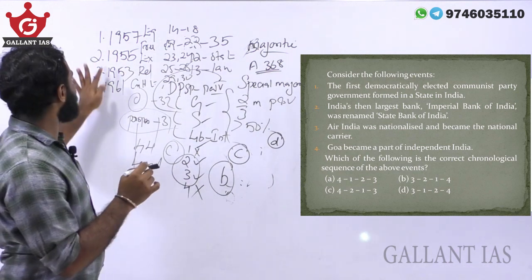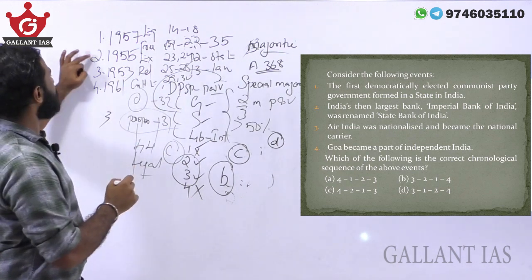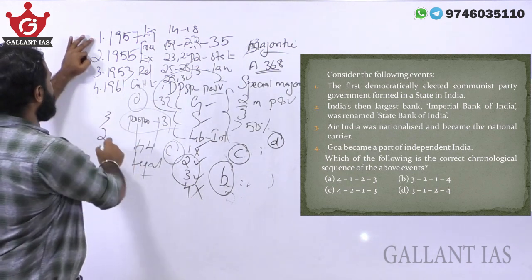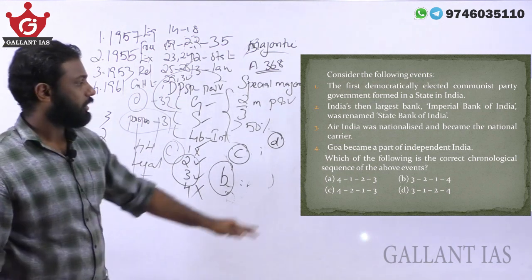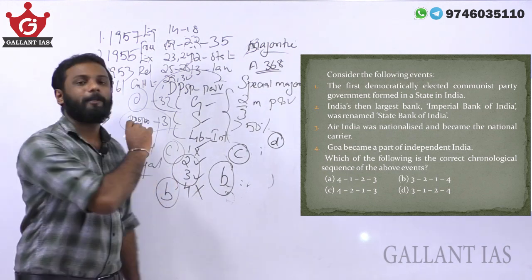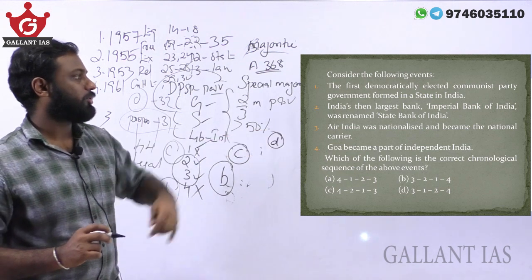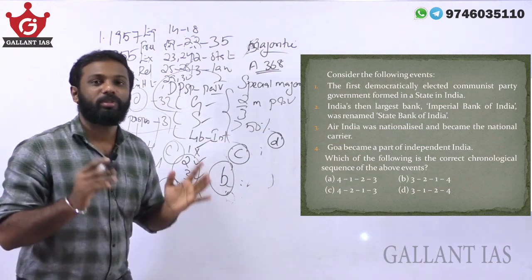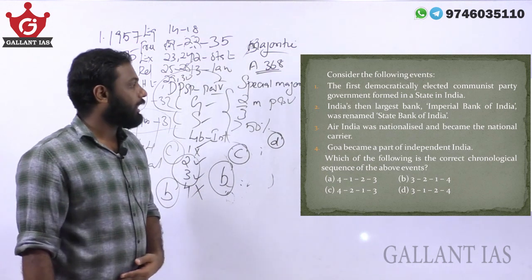So these events occurred in these years. Which comes first among these? 1953, that is 3. Then comes 2. Then comes 1. Then comes 4. So the answer should be 3214, so our answer is option B. This kind of question is also easy to attend, provided you know some of the important events happening in our country. And that's all for the day.